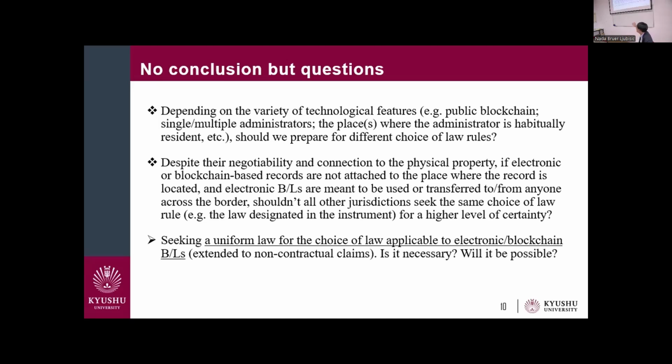Then the next question I have is about seeking a uniform law for the choice of law applicable to electronic or blockchain bills of lading that may be extended to non-contractual claims. Is it really necessary? And if so, is it really possible to achieve such a uniform law? Those are the kinds of questions that I'm going to work on. And if there's any outcome, I hope to share the result with everyone here.